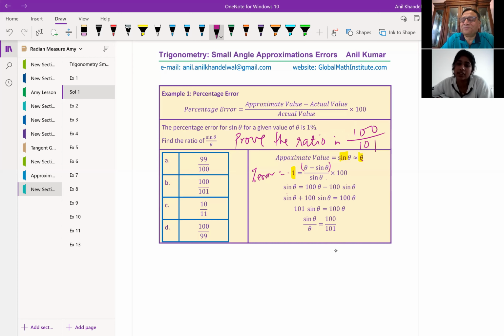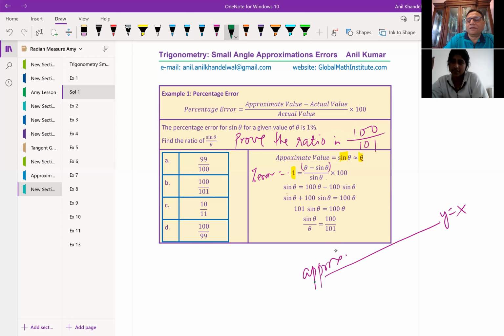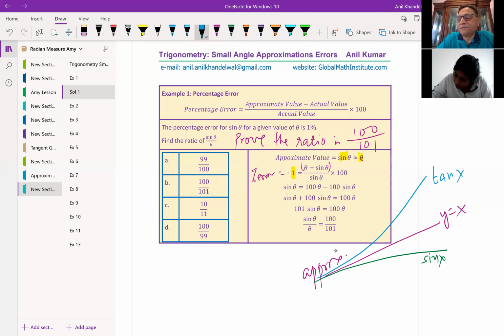Oh, I see. Okay. Just to double check, the approximate value is the value which is on the y equals x graph. Yes. And then sine x is the actual value, or tan x, or any of the other functions. Yeah, this is sine x. Is that clear? Yes. And tan x will be going much higher. Let me just use a different color here.